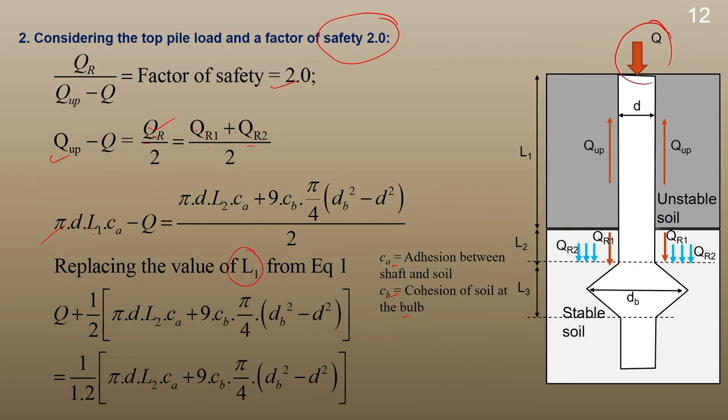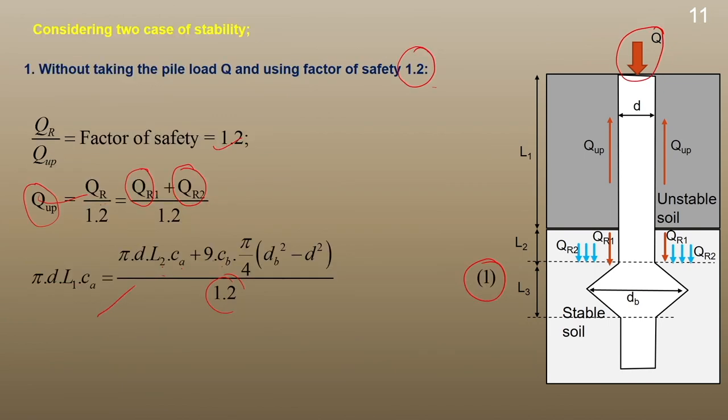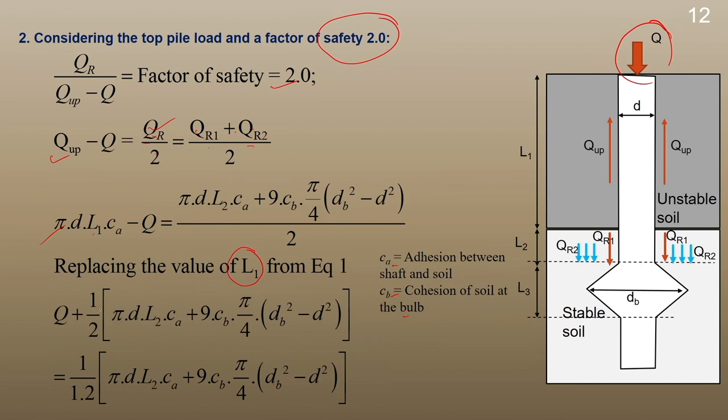Now we will replace the value of L1 from equation 1. When we replace the value of L1 from equation 1, we will get Q plus 1 half into pi d L2 into CA plus 9CB into pi by 4 into dB square minus d square will be equal to 1 by 1.2 pi d into L2 into CA plus 9CB into pi by 4 into dB square minus d square. Here we are replacing the values of this one over there. So here we know the Q load, we know the d and L2. So accordingly we can design the pile.